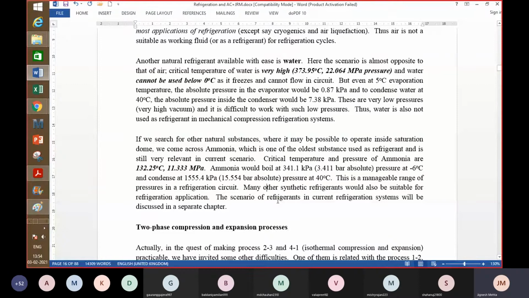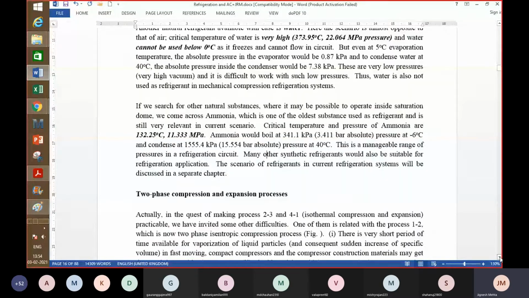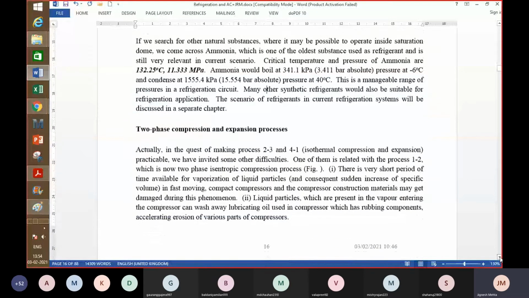Now, many other synthetic refrigerants would also be suitable for refrigeration applications, and the scenario of refrigerants in current refrigeration systems will be discussed separately in another chapter or topic.